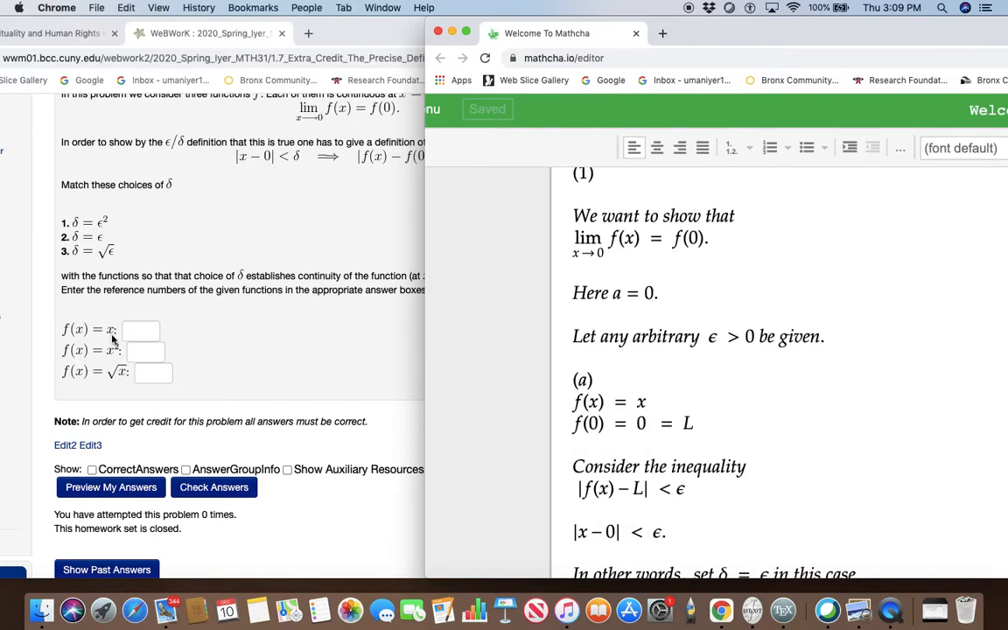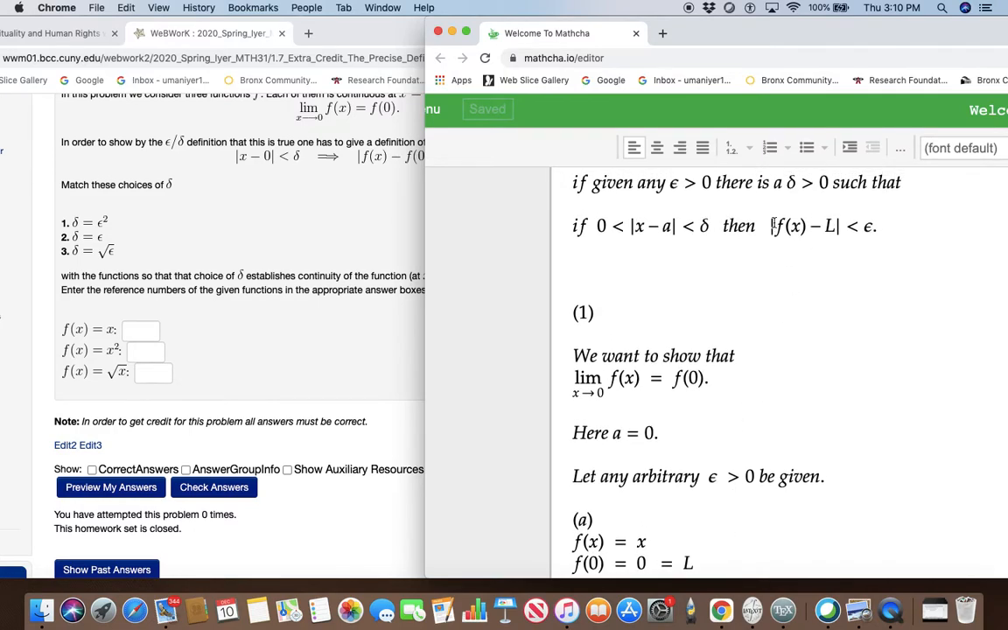The first function is f(x) equals x. In other words, f at 0 is 0. That is our L. Consider the inequality absolute value f(x) minus L less than epsilon. So we always start from here. Use this information to find this delta.